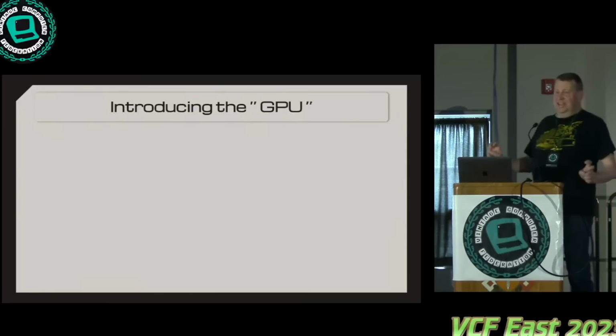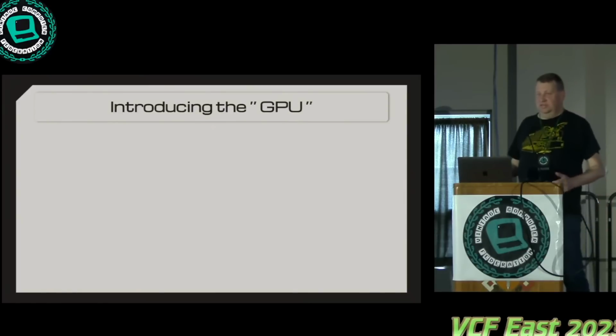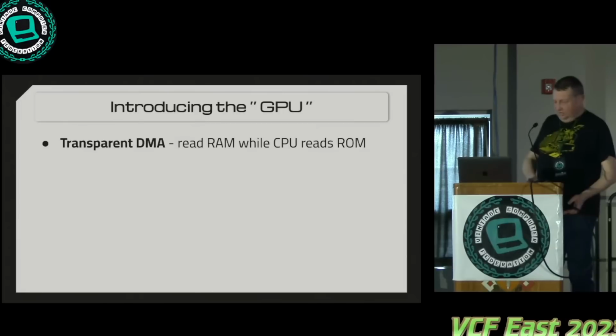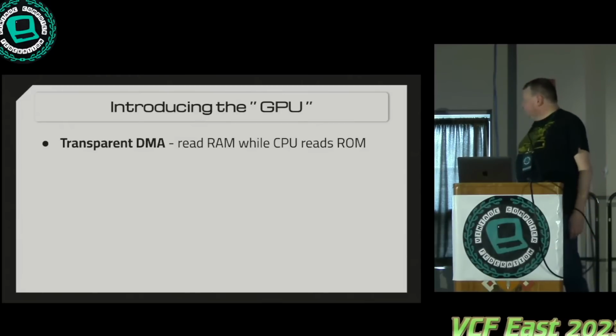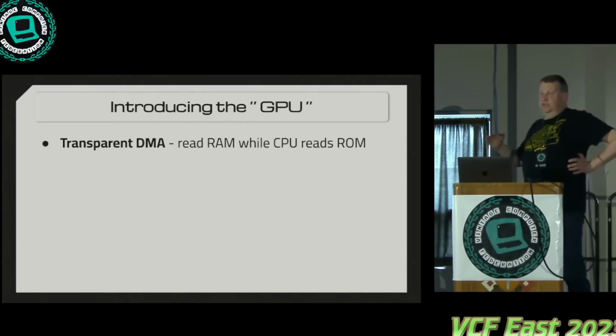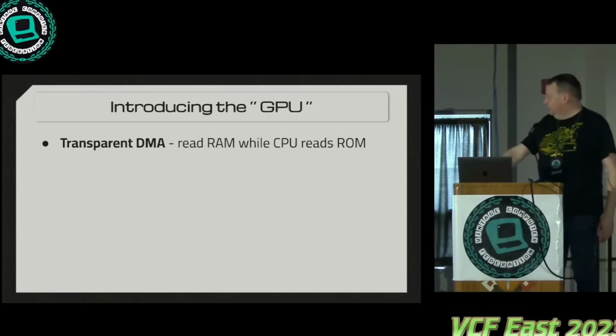So we can add a second processor. We could actually add a second CPU to this and have it run concurrently. I call this a GPU, but it really isn't a GPU in a modern sense. It's a transparent DMA controller. It's transparent because it doesn't stop the CPU to access the memory. It's just running concurrently on these off cycles, and it can read the RAM whilst the CPU is reading the ROM.